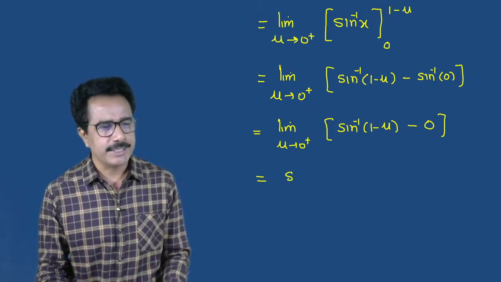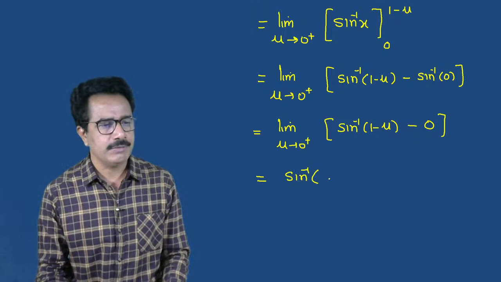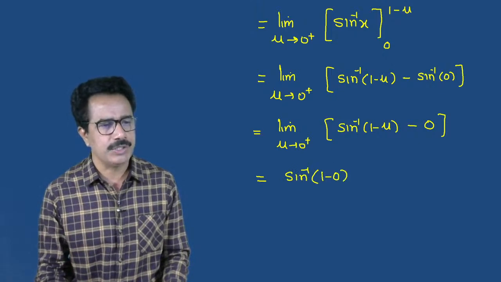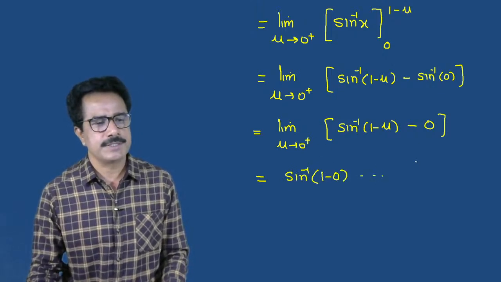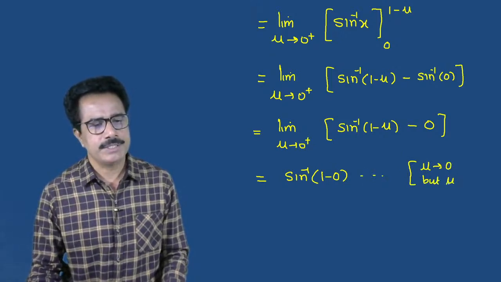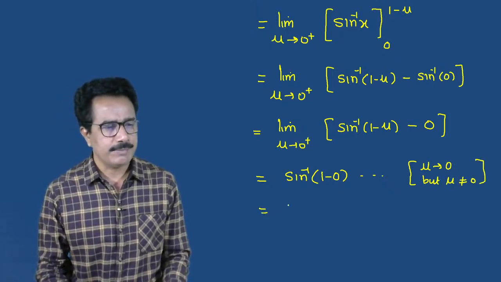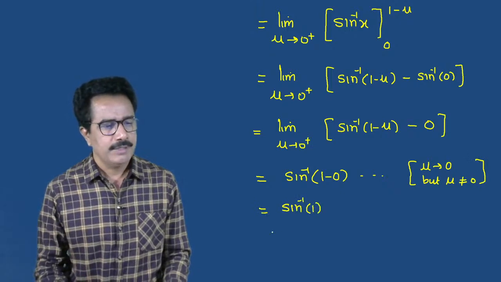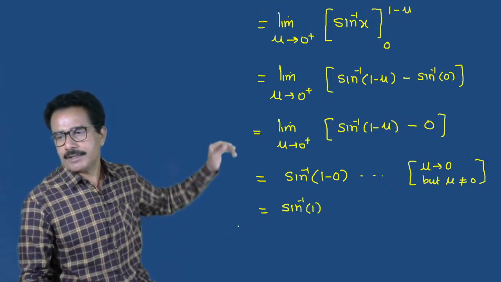Now put the limit: sine inverse of 1 minus 0, because see this, mu tends to 0 but mu is not equal to 0. So this can be written as sine inverse of 1. What is the value of sine inverse 1?